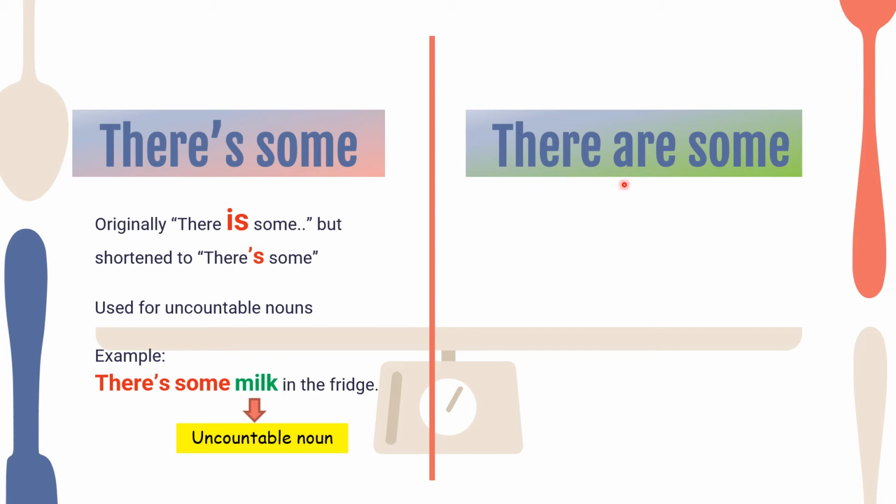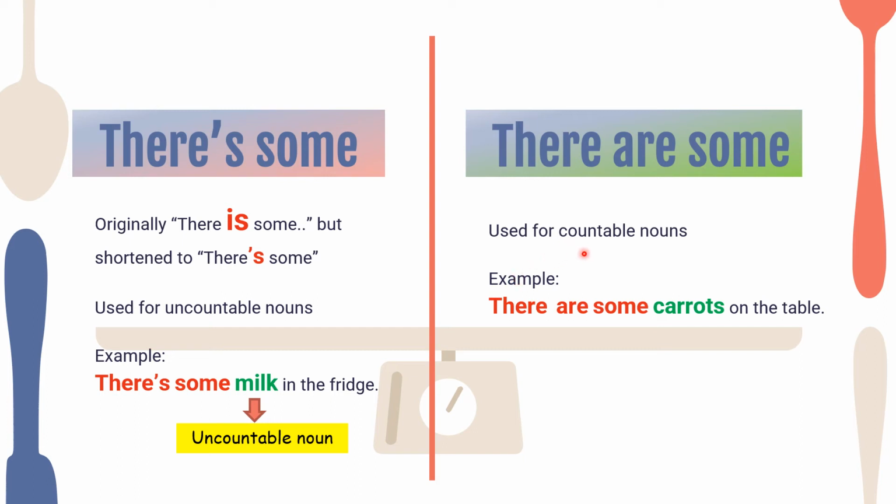Alright, so let's proceed to there are some. This phrase is used for countable nouns. Remember, countable nouns is anything that we can count. Example here, there are some carrots on the table. Now notice that the word carrots ends with the letter S, meaning to say it can become plural. If it can become plural, then it is a countable noun.